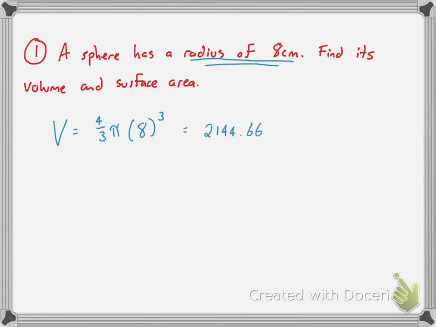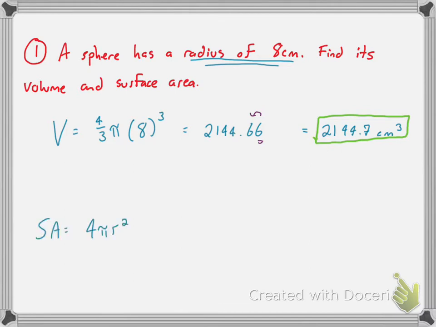When I plug this in, I get 2144.66. If I want to round to the nearest tenth, that's going to bump it up. My final answer would be 2,144.7 centimeters cubed.